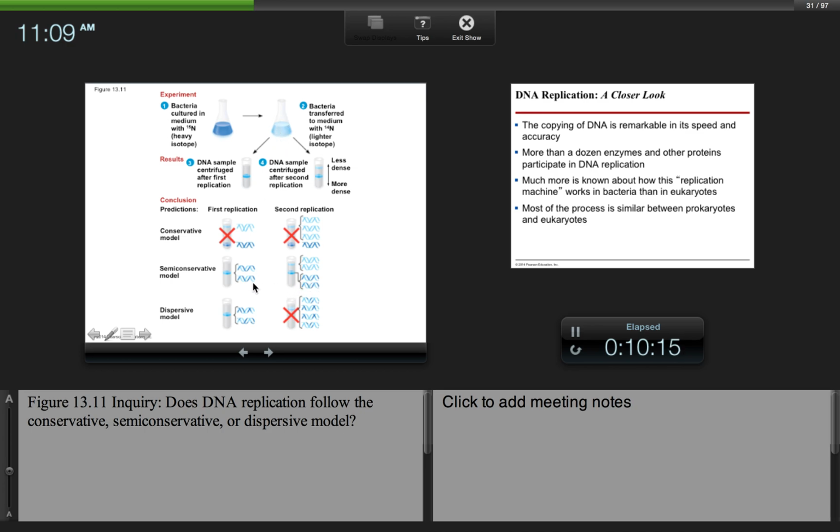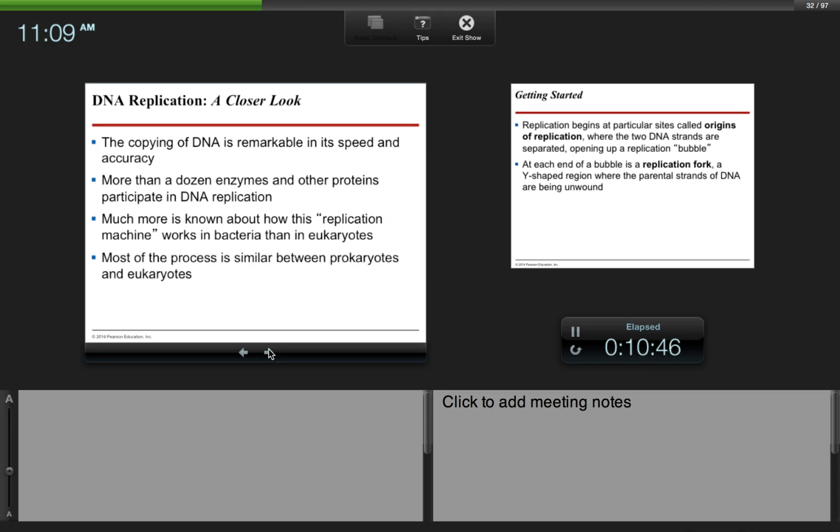After 2 rounds of cell division, remember these unwind and unzip, and you'll end up with 2 molecules that consist of 1 strand of old DNA and 1 strand of new DNA, but you'll also end up with 2 DNA double helixes, which are all light nitrogen, because one of these light nitrogen strands was the template for the second round of cell division. So that supported the semi-conservative model theory.